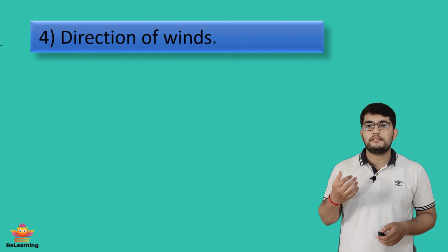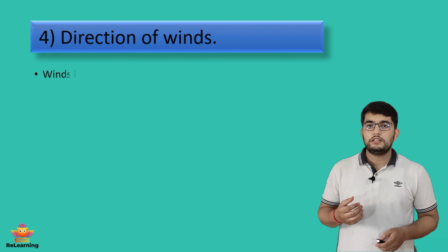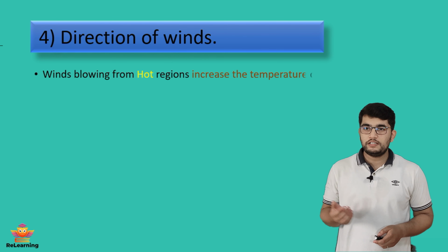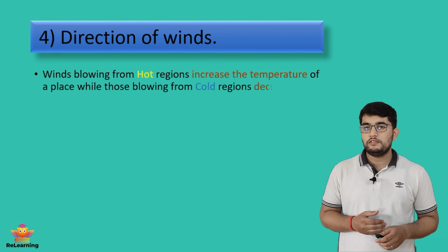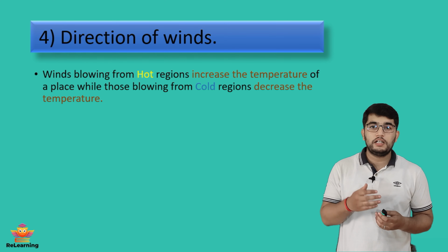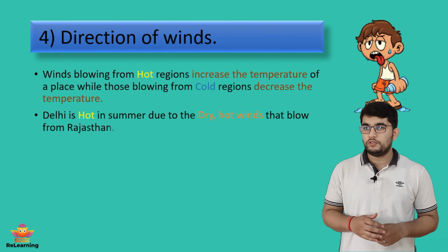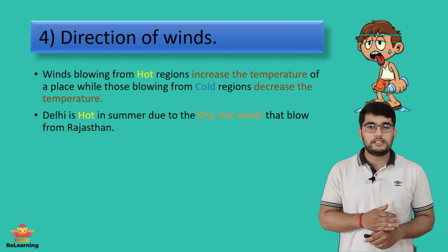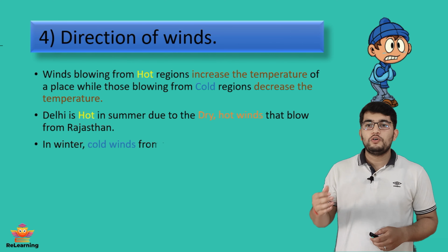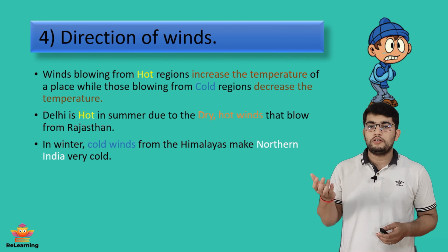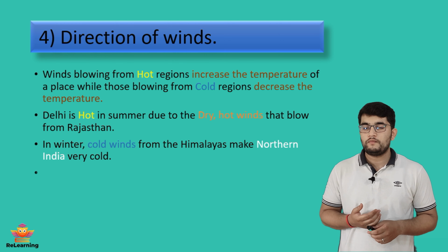The fourth one, that is direction of winds. Now, winds blowing from a hot region increase the temperature of a place, while those blowing from a cold region decrease the temperature. Delhi is hot in summer due to the dry hot wind that blows from Rajasthan, and in winter, cold winds from the Himalayas make northern India very cold.